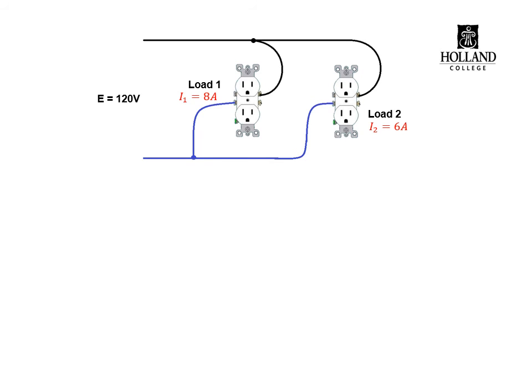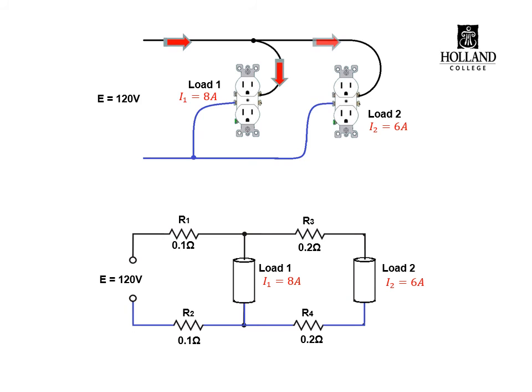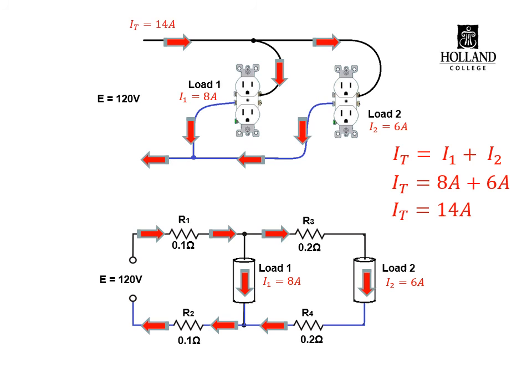In this example, let's say load 1 is drawing 8 amps and load 2 is drawing 6 amps. We can represent this circuit by this schematic diagram. And as you follow the arrows around and envision the current running through it, it does act like a parallel circuit, where the 8 amps of load 1 is going to meet up with the 6 amps of load 2 to give us a total of 14 amps for our total current.